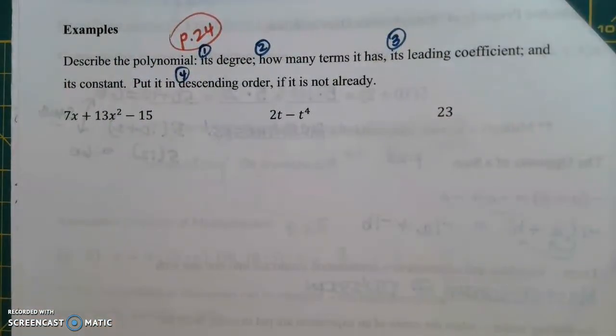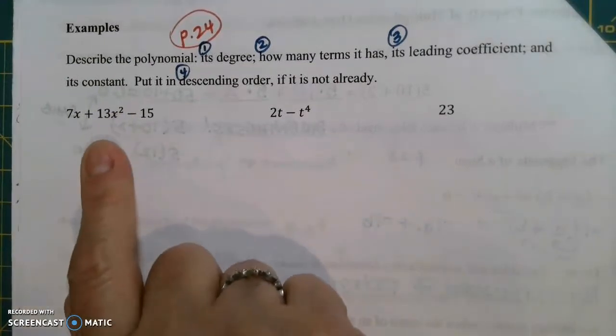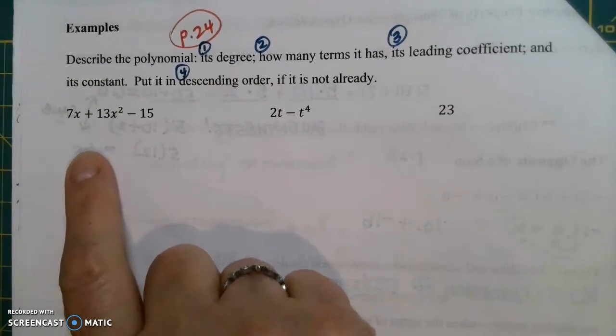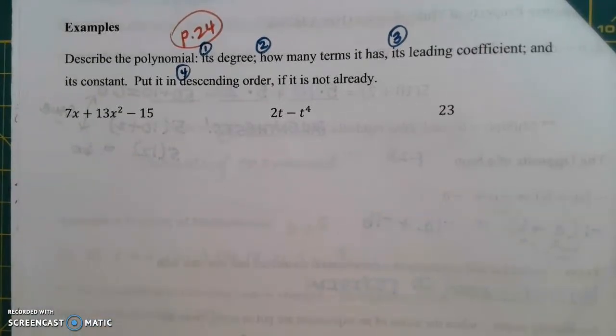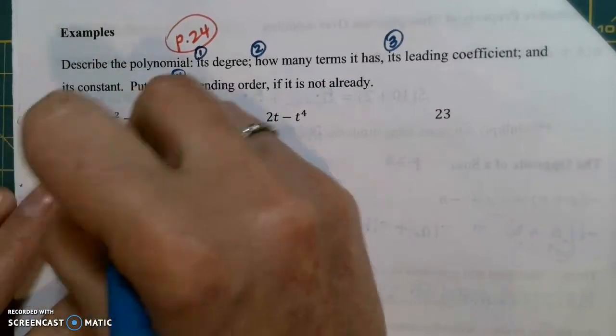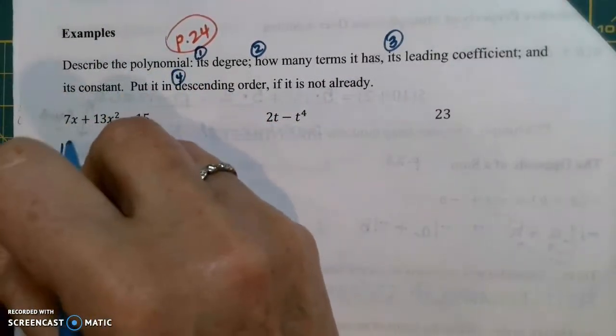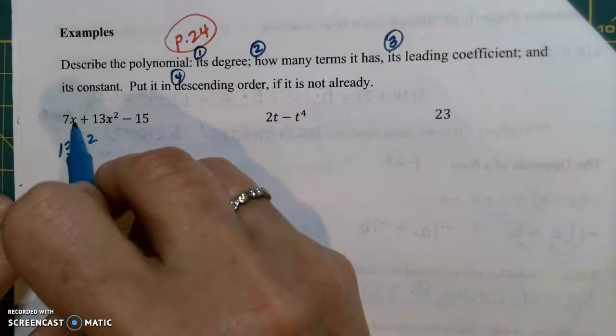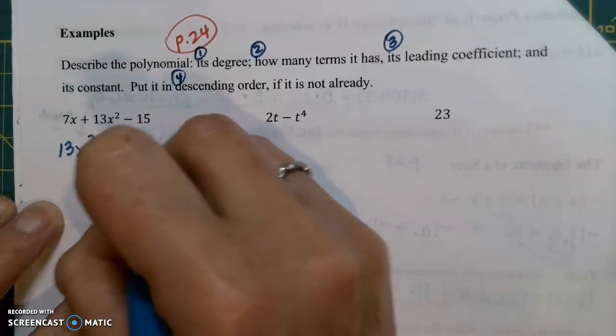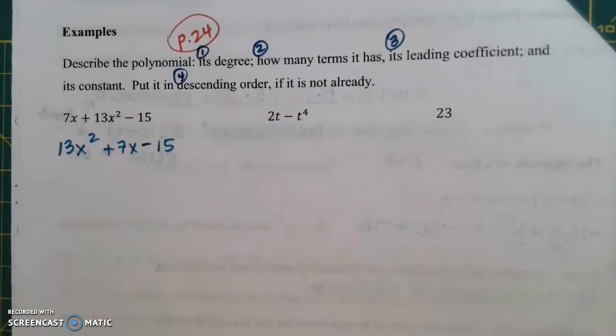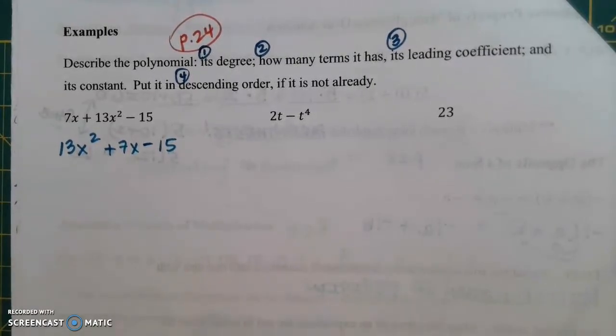Now, I do recommend putting it in descending order before you decide the other things, because it sometimes makes it easier to isolate what the degree and the leading coefficient are. So for this first one here on the left, I am going to rewrite that in descending order. The x squared term has to go first, and then the 7x, and then the 15, the constant, will stay in the same spot because it was already in the last place.